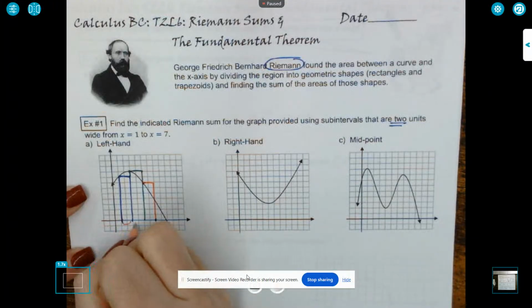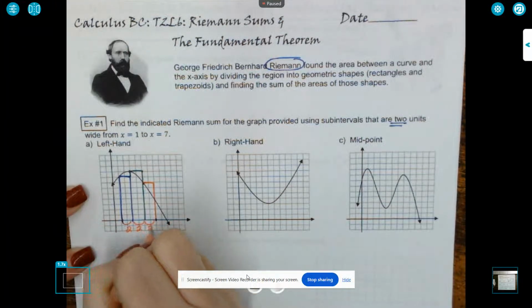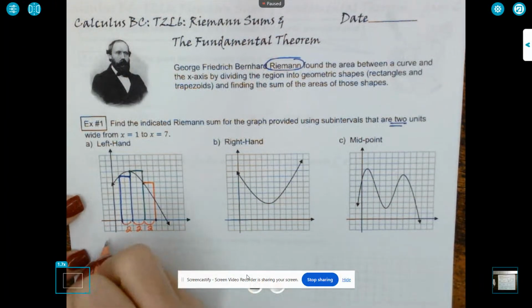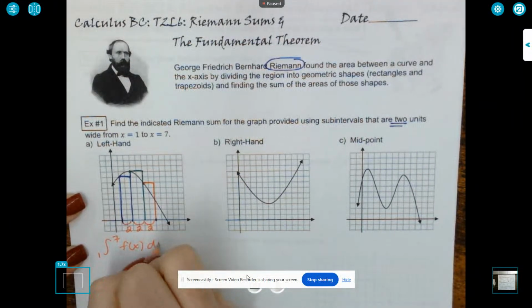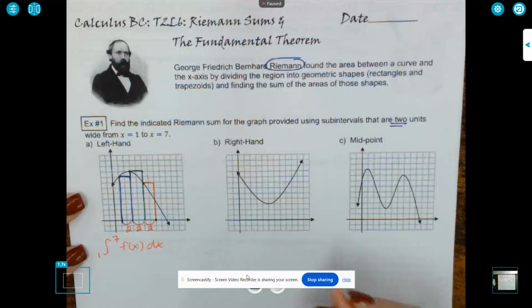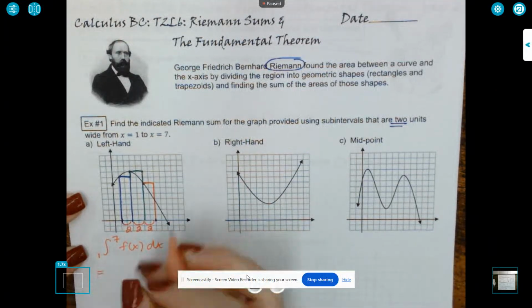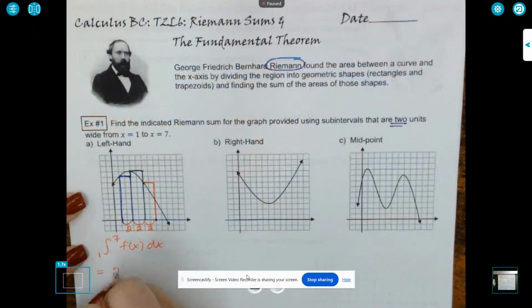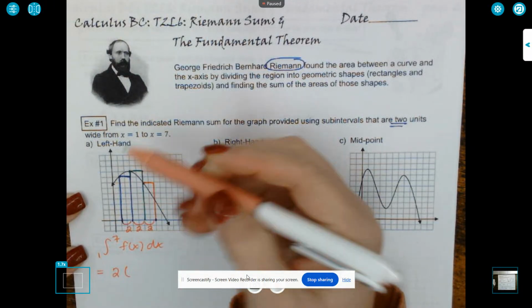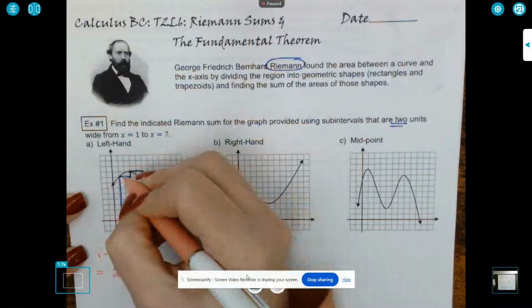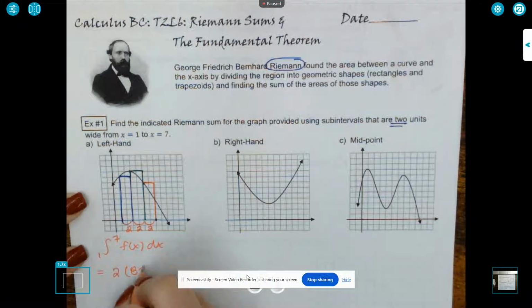Now, each one of these has a width of 2. We are doing the integral from 1 to 7 of f of x dx, so basically we're just adding all of these up. Since we have a uniform width, we can pull that 2 out. Then our heights are going to be 8, 9, and 7. So 8 plus 9 plus 7 gives us a sum of 24, and 2 times 24 is 48.